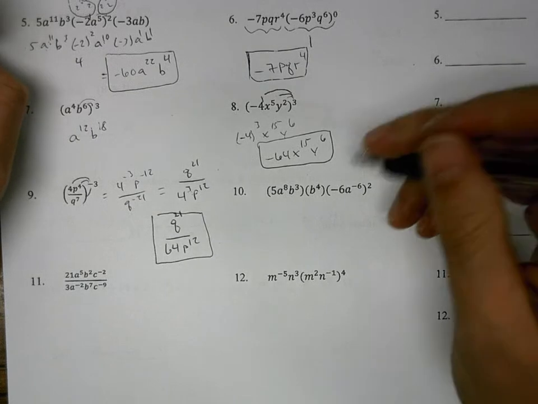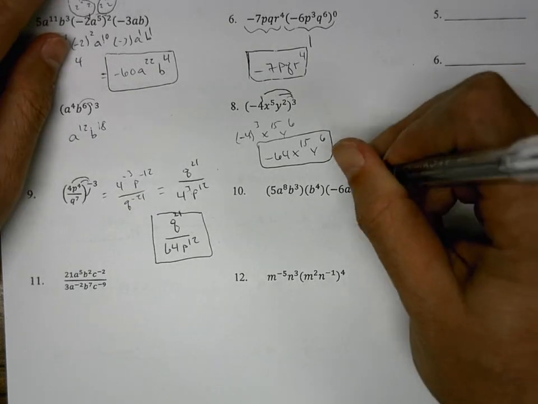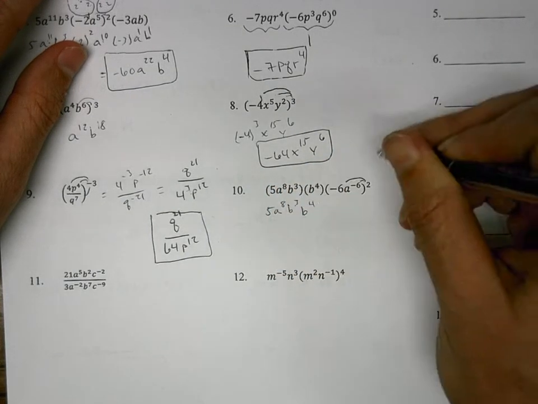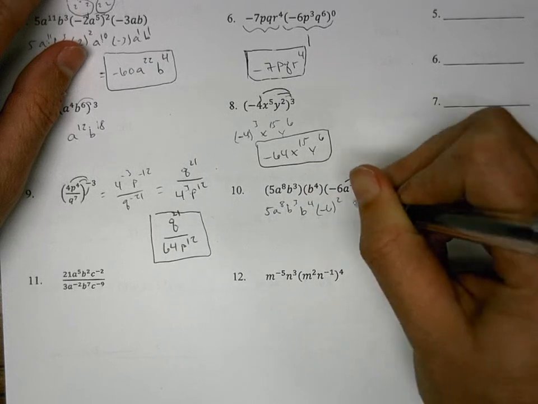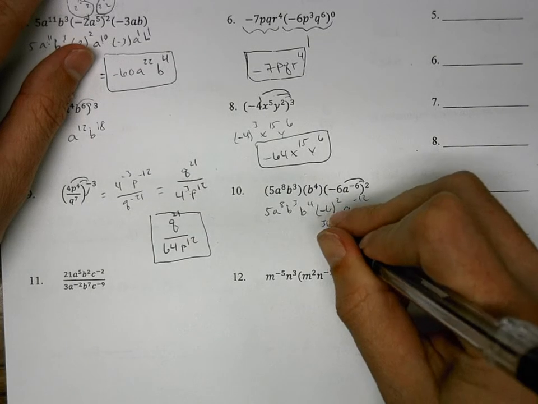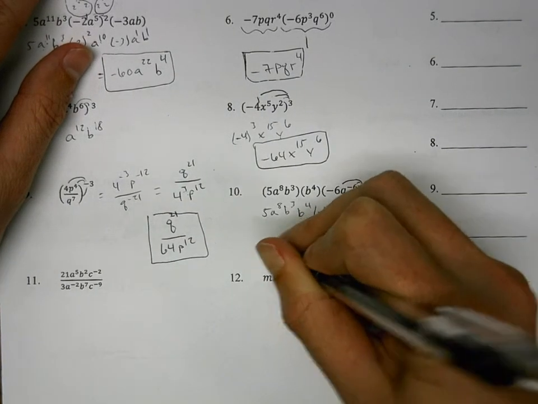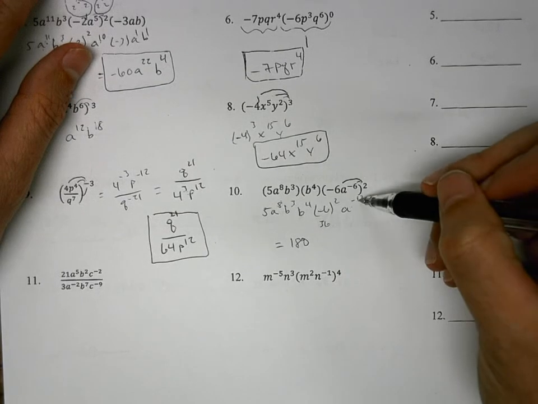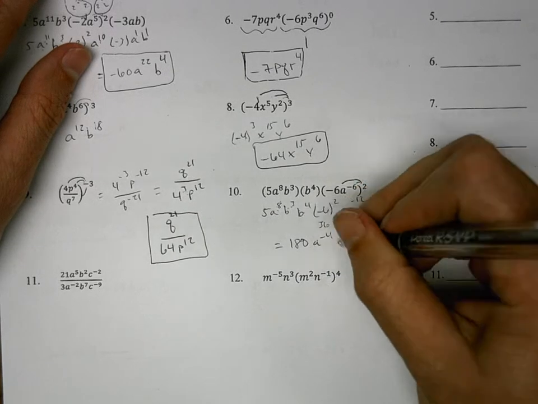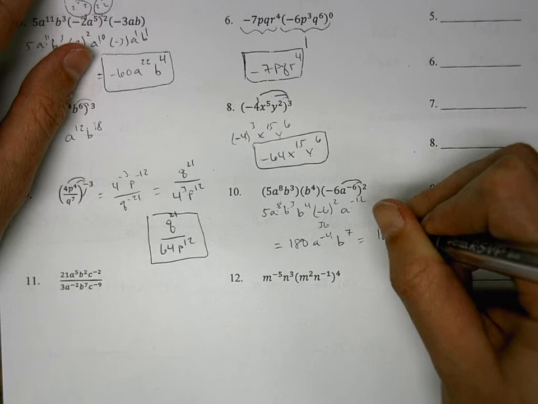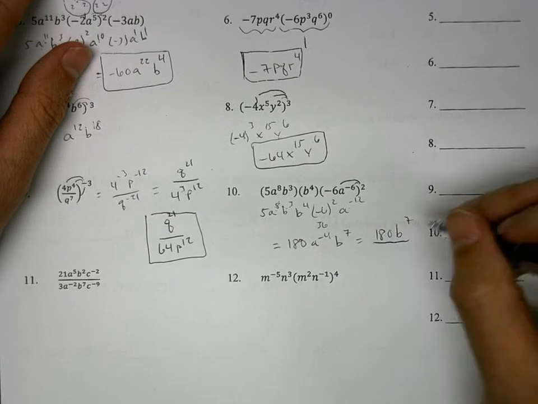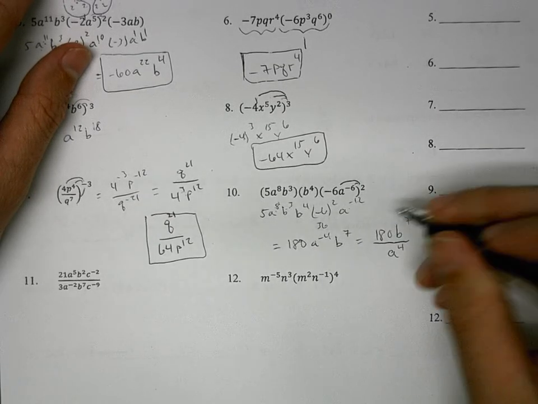Number 10. We are going to distribute the exponent. So this is 5a to the 8th, b to the 3rd, b to the 4th, times negative 6 squared times a to the negative 12th. Well, negative 6 squared is 36, and 36 times 5 is 180. A to the 8th, a to the negative 12. 8 minus 12 is a to the negative 4. And b to the 3rd, b to the 4th gives you b to the 7th. So overall, this is 180b to the 7th in the numerator. But since this exponent is negative, it needs to drop like it is hot to the bottom.